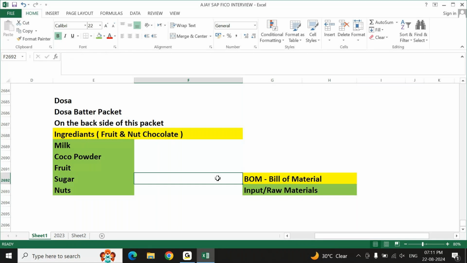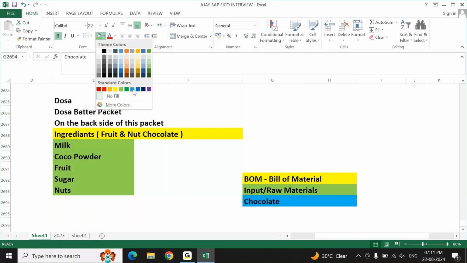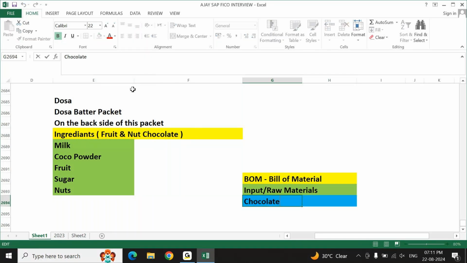Right? What product am I holding in my hand now when I'm looking at it? Chocolate. I'm holding chocolate. Can I call this chocolate as an output material or a finished material or a finished product? Yes. This I can call it as finished material or output material or a header material also.